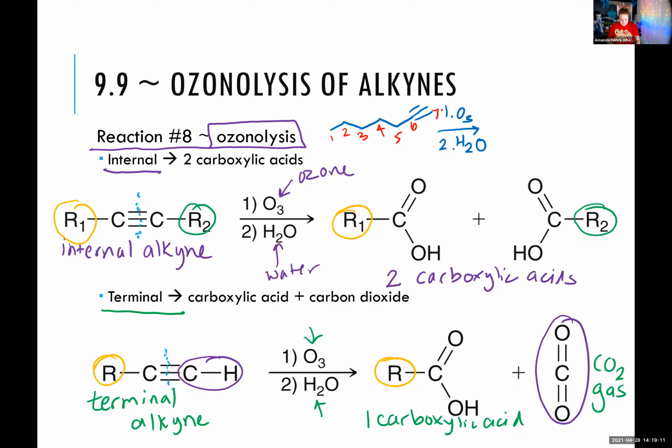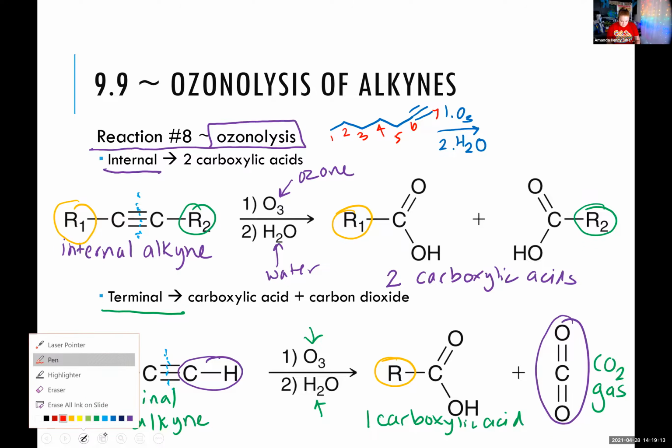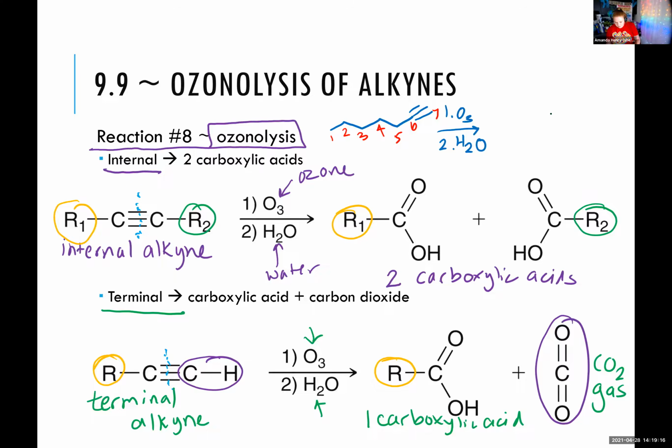I have 7 carbons. Carbons 1 through 6 are going to become a carboxylic acid. And then carbon 7 is that CO2. So I bring this up because we want to make sure that our answers have the correct number of carbons in them. And this is a time where we want to count our carbons, but also we have to understand that one of those carbons is breaking off and turning into CO2.